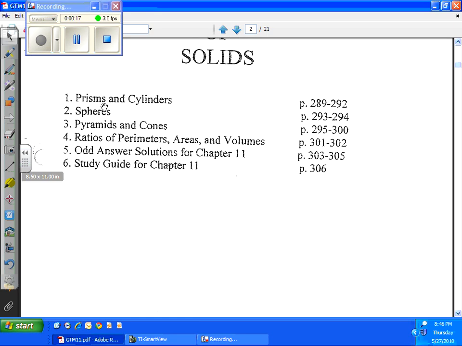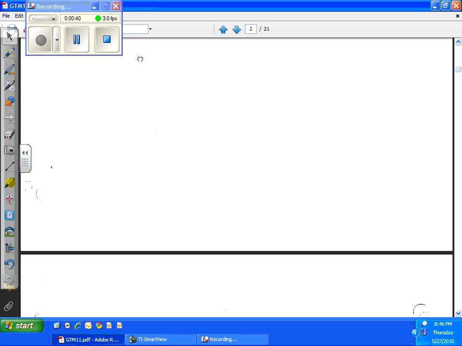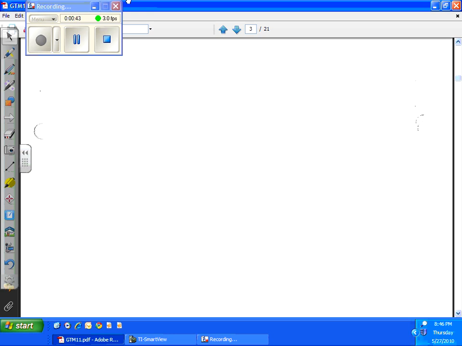Now, we're going to deal with prisms and cylinders first, then spheres, then pyramids and cones, and then we're going to look at the ratios of perimeters, areas, and volumes, which is like page 174A in my Algebra 1 text. We'll then have odd answer solutions for Chapter 11 and the Chapter 11 study guide. So here we go to Unit 11.1.